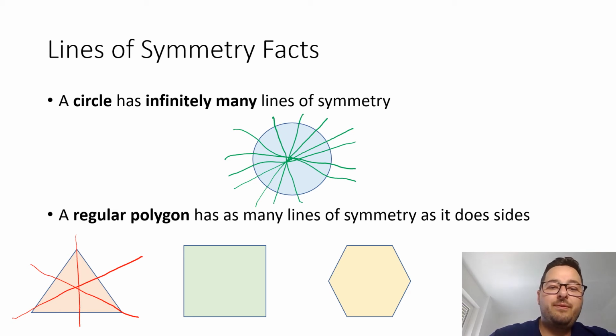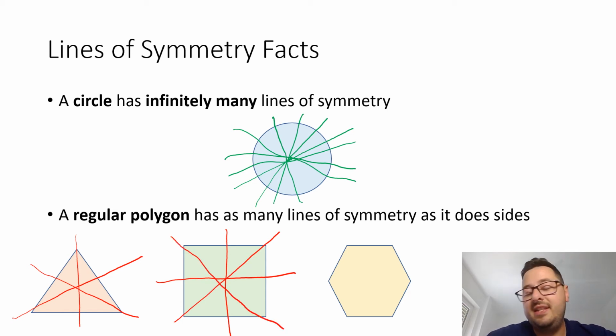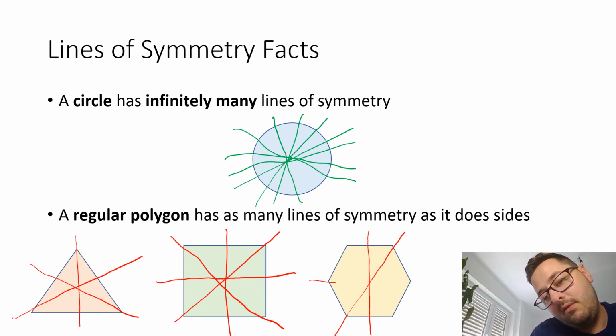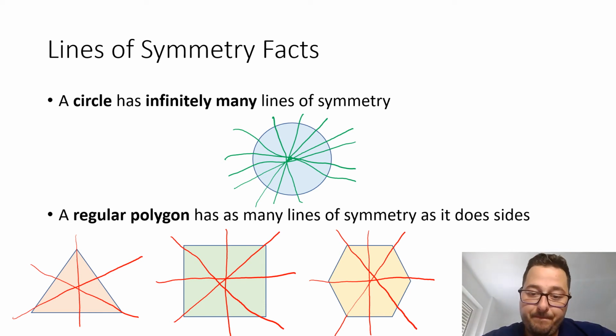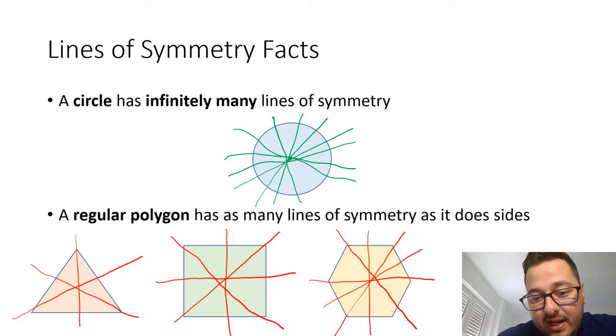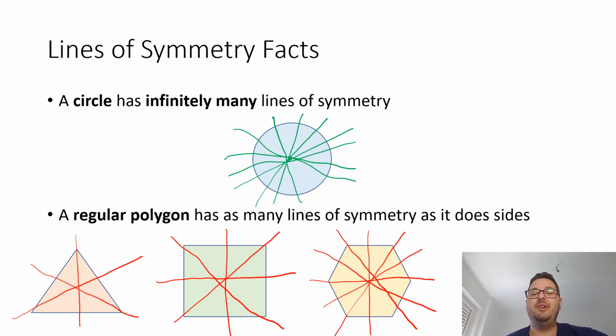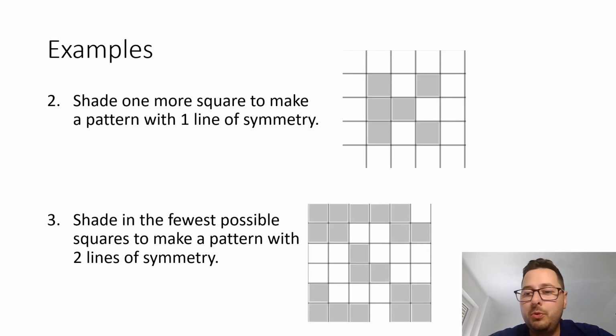A square will have 4. So one there, one there, one there, and one there. And this is a hexagon, so it'll have 6. So 1, 2, 3, 4. That was a terrible one, but you get the idea. What else have we got? We've got 5 and we've got 6. Okay. All right then. So let's finish off with a couple of different examples.